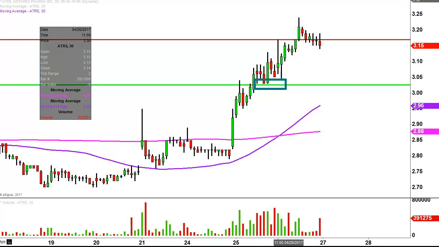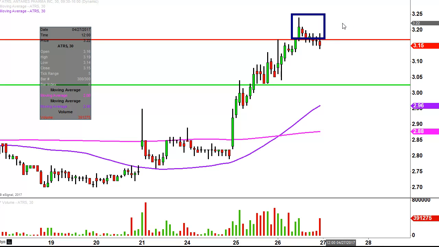As far as levels of resistance, still all about this red line up here at $3.17, give or take a little bit. And yes, I would agree that it was weakened today, given that the price was able to get up above it. But as far as a true break is concerned, it was not a true break.